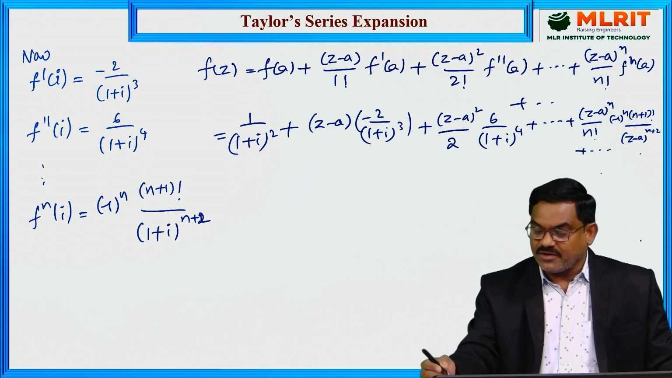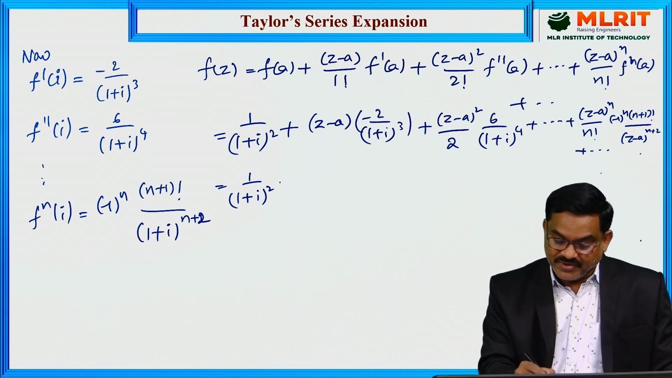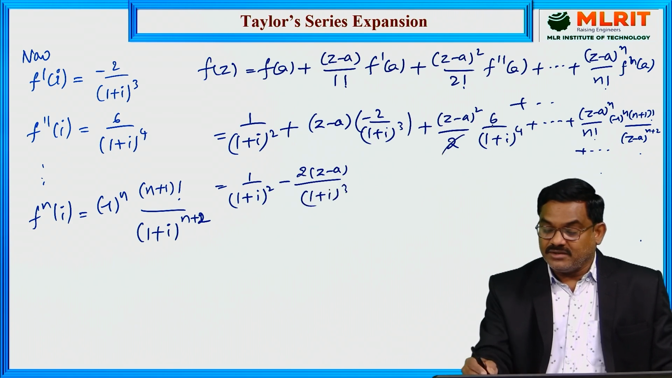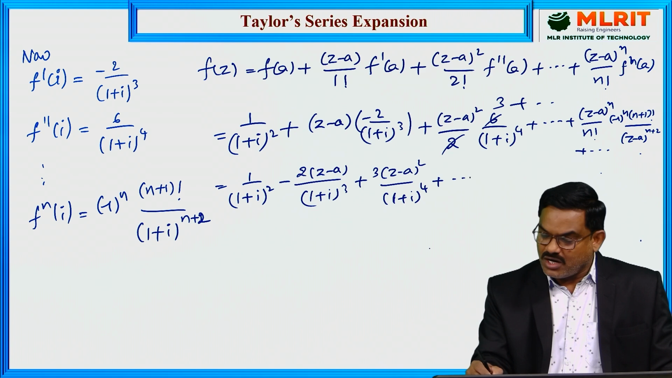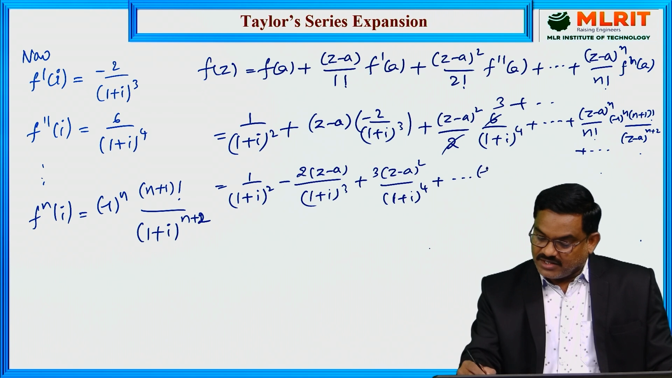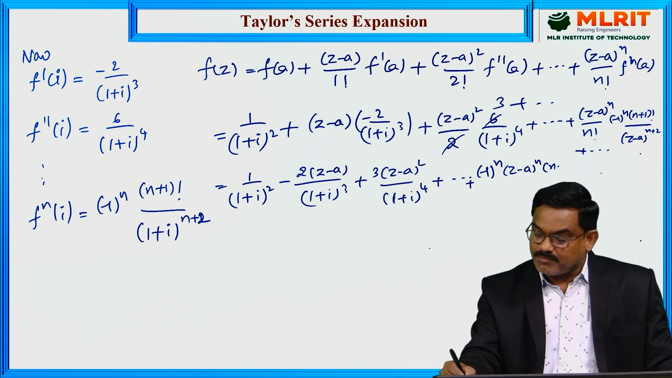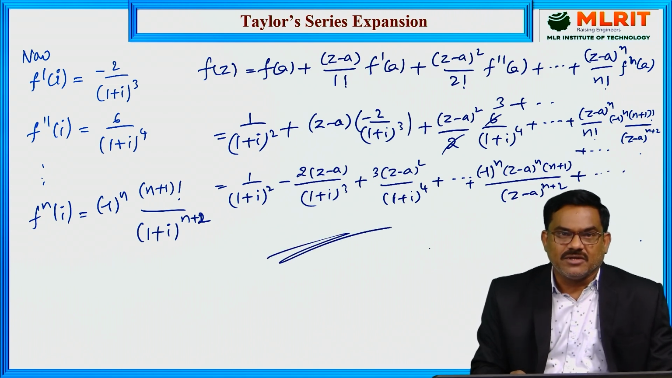So again simplifying this, we get 1 by (1 plus i) whole square minus 2 into (z minus a) by (1 plus i) whole cube, here 3 times, so plus 3 into (z minus a) whole square by (1 plus i) whole power 4 plus so on, and here n factorial gets cancelled, so this is minus 1 power n (z minus a) power n into (n plus 1) by (z minus a) power n plus 2, plus so on. So this is the final Taylor series expansion of the given function.